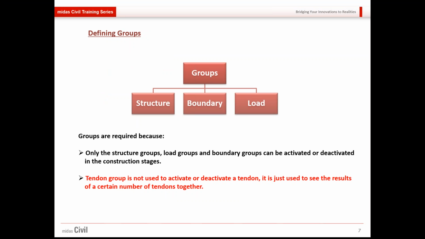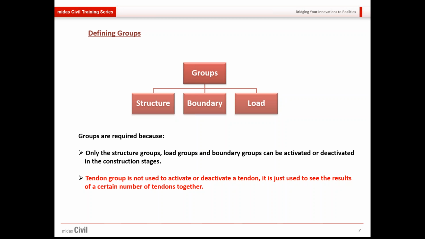So these groups need to be defined if you want to activate or deactivate some element, some load, or some boundary during the construction stage. Only structure, load, and boundary groups can be activated or deactivated. Tendon groups are created just to view the results of a certain number of tendons together. I will be covering more on the construction stage at a later part, but why am I showing this?